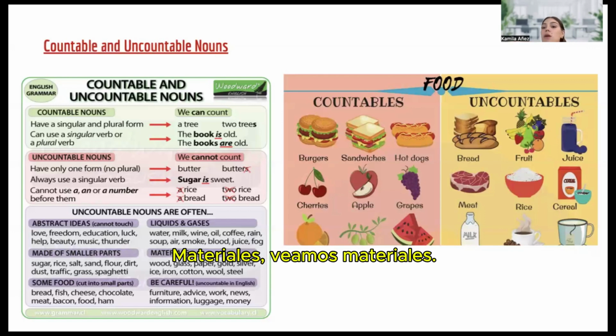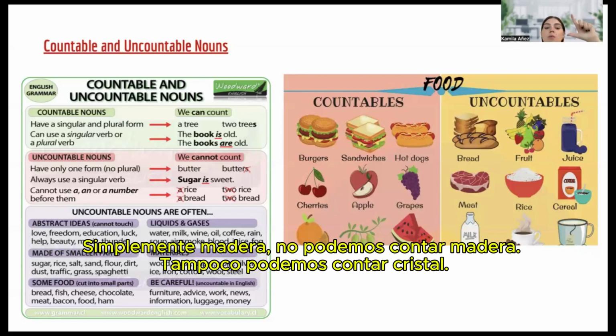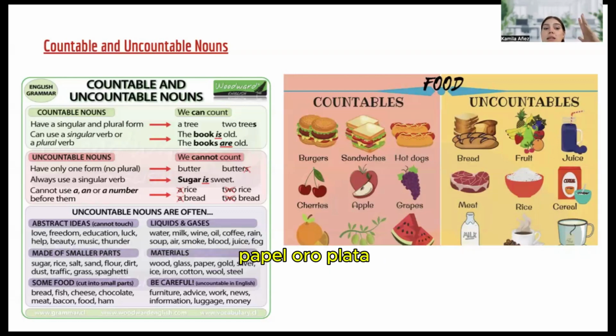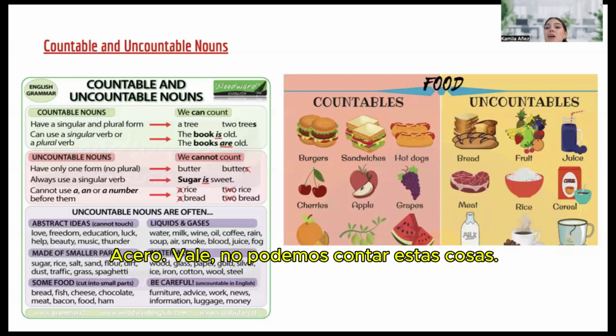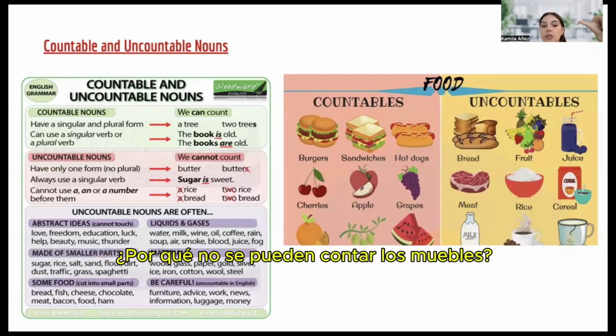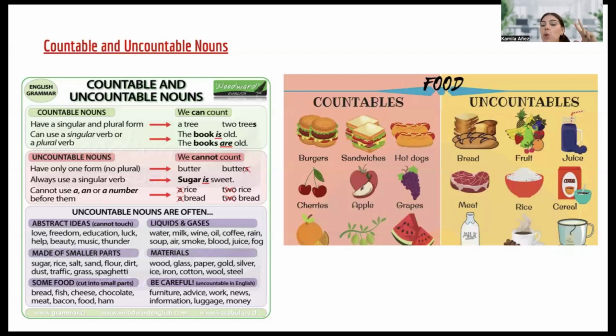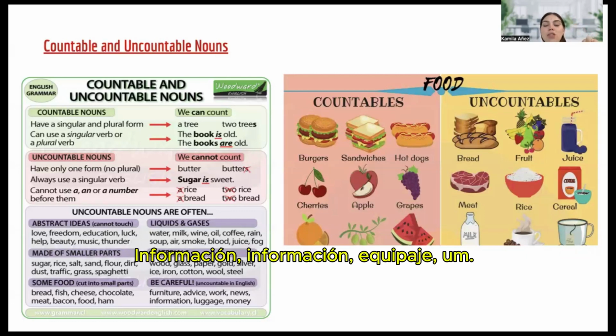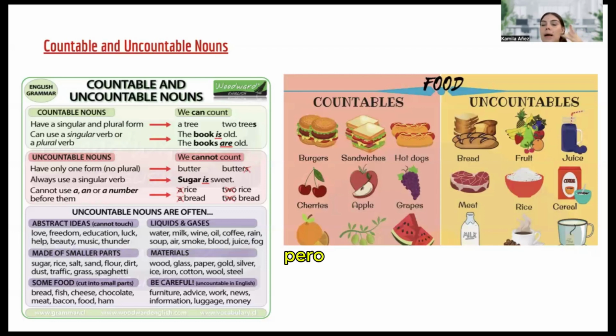Materials, let's see materials. Just wood, we cannot count wood. We cannot count glass, paper, gold, silver, ice, iron, cotton, wool, steel. Okay, we cannot count these things. And at the end of it, we have to be careful with the uncountable nouns in English. Why? We cannot count furniture, muebles; advice, consejos; work, trabajo; news, noticias; information, información; luggage, maletas y todo esto; and money, dinero.